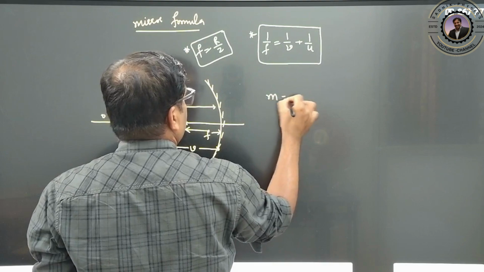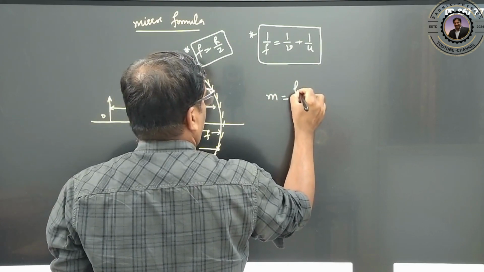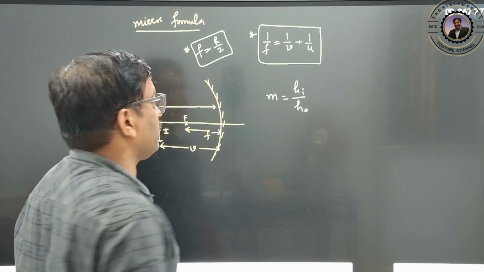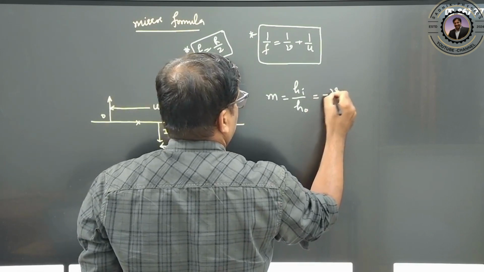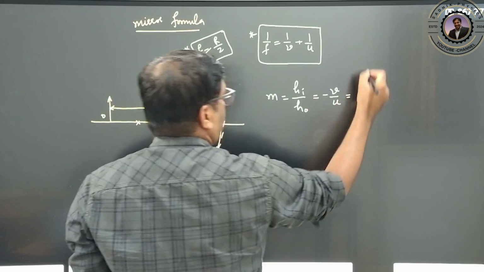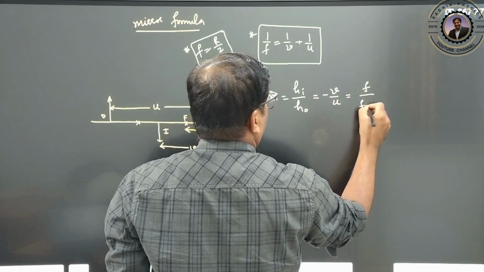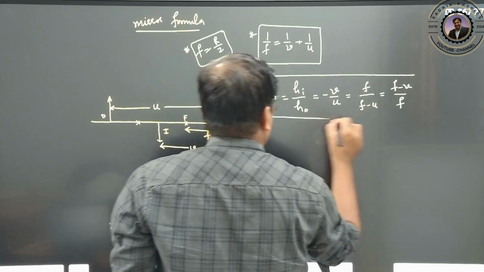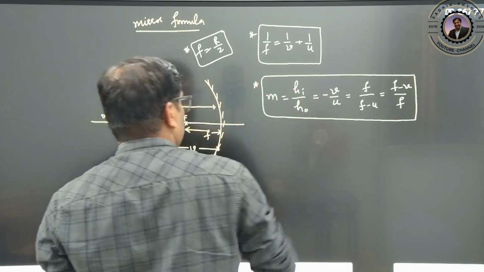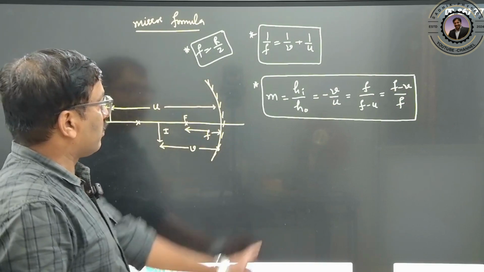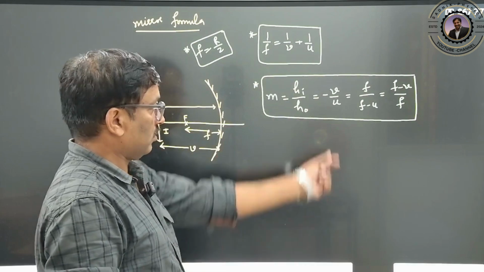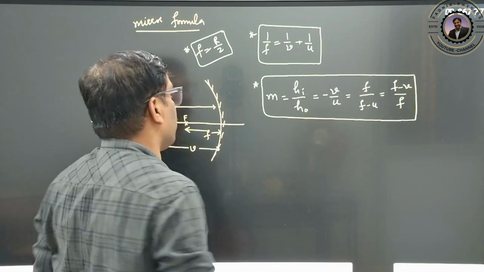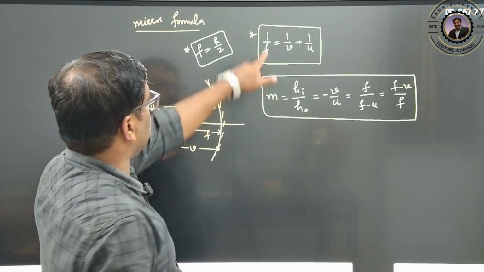And magnification, what is the magnification now? That is nothing but the height of the image by the height of the object, which is equal to minus V by U. Or you can rewrite it as F by F minus U, or F minus V by F. These are all the magnification formulas. Clear? So, magnification: height of the image by height of the object, minus V by U, F by F minus U, or F minus V by F.